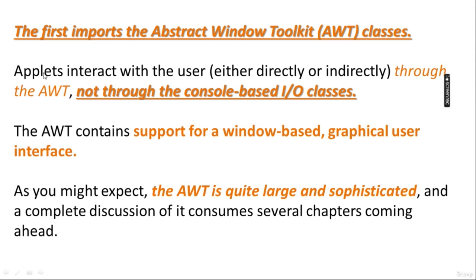SimpleApplet.java begins with two import statements. The first imports the Abstract Window Toolkit, that is AWT. Applets interact with the user either directly or indirectly through the AWT, not through the console-based input-output classes. The AWT contains support for a window-based graphical user interface. As you might expect, the AWT is quite large and sophisticated, and a complete discussion of it consumes several chapters coming ahead. So AWT is a separate chapter we will be seeing, and it is interactive so that the user can interact through the Java application.